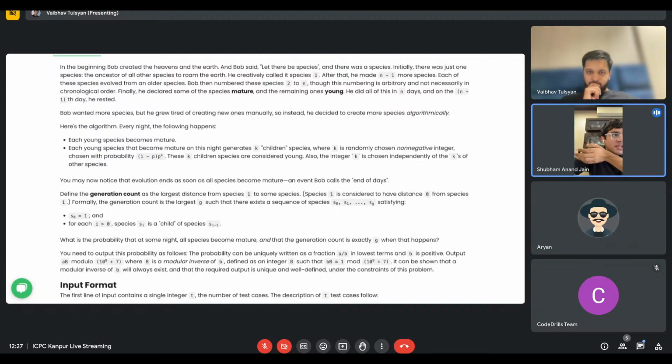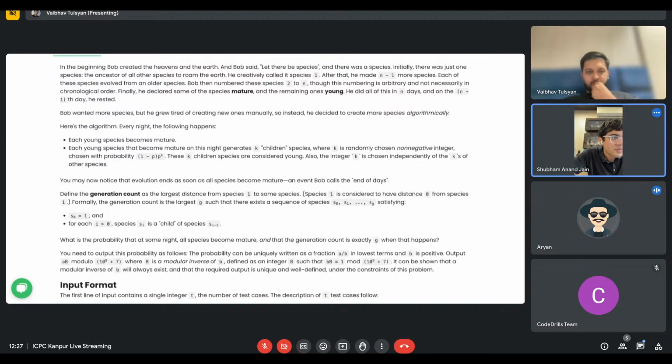Bob numbered these species 2 to n, though this numbering is arbitrary and not necessarily in chronological order. So what it's telling us is that there is some order, but we don't know that 1, 2, 3 to n is the correct chronological order. There is some chronological order that maybe we need to think about. So let's see. Some of these species are mature and the remaining ones are young. Interesting. So in my mind, I'm thinking that mature is probably the ones that were earlier chronologically, and young are the ones that came later chronologically.